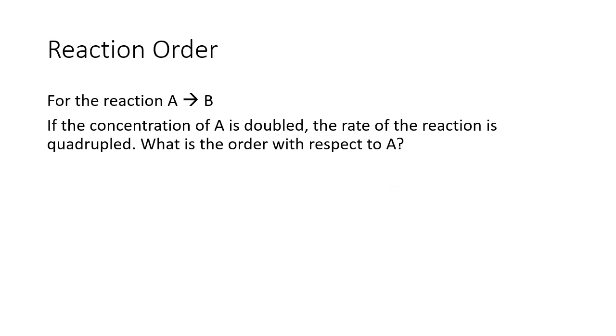For the reaction of A to B, if the concentration of A is doubled, the rate of the reaction is quadrupled. What is the order with respect to reactant A? So our generic rate law equation would be R equals K times the concentration of reactant A raised to some order. We'll call that order X right now. It has to be determined experimentally, but we were given a little bit of information about how, when the concentration of A is changed, the rate will change.